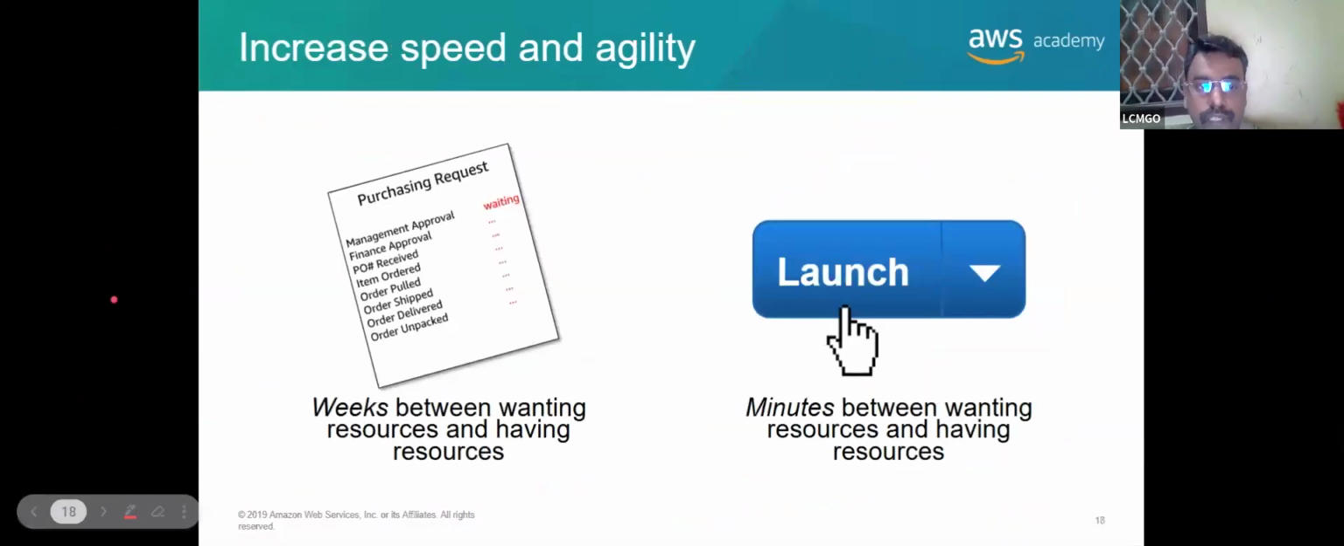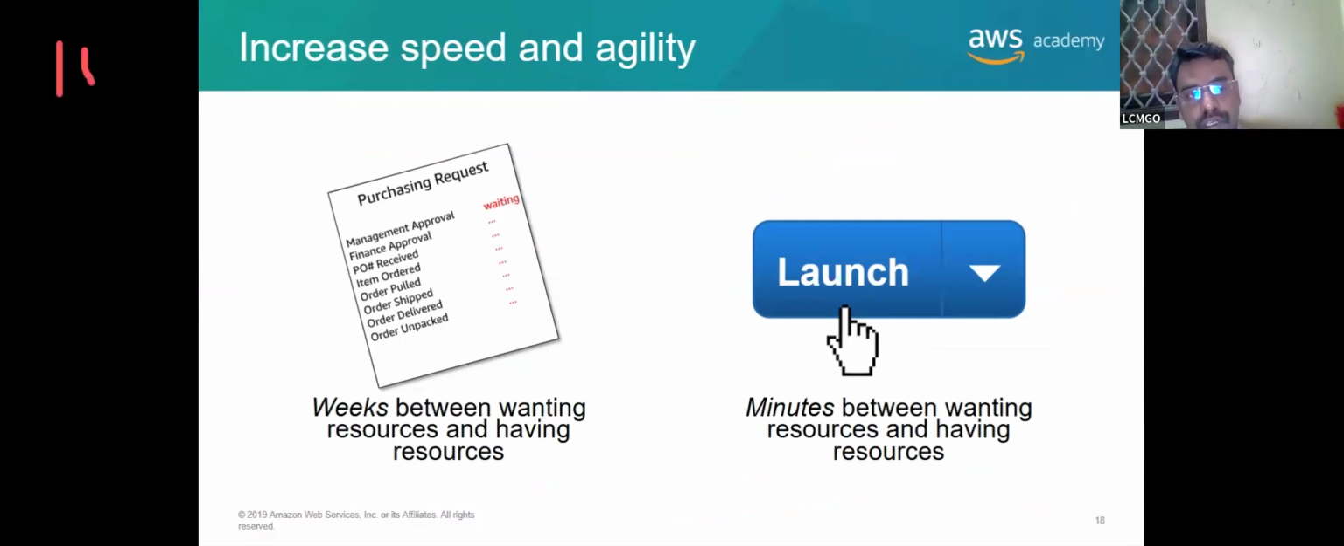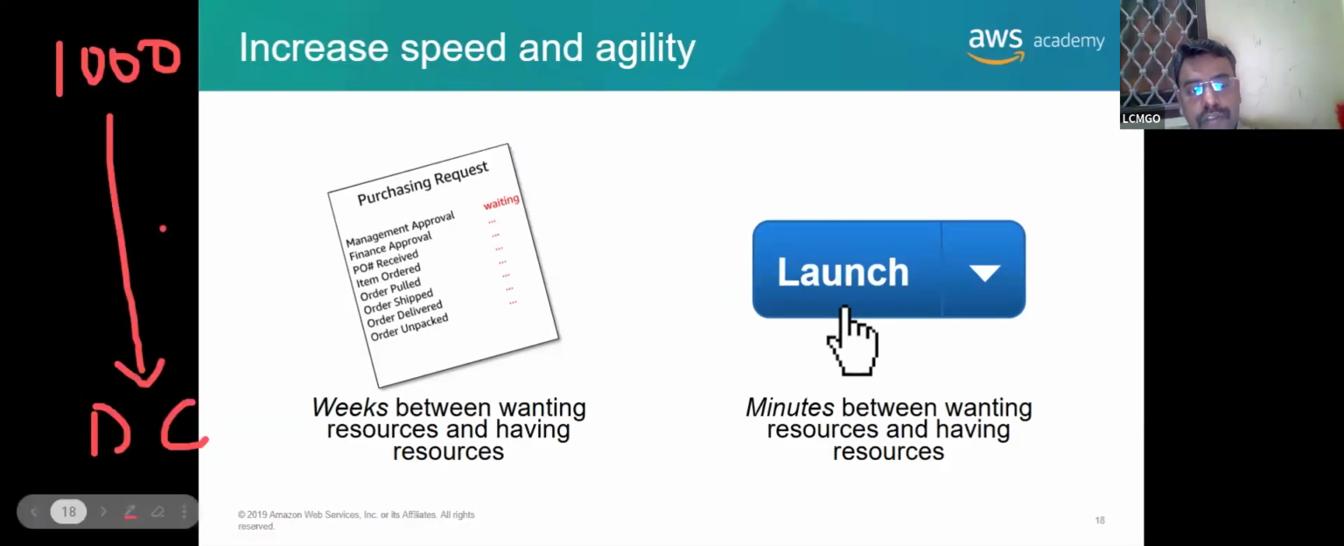Next, fourth one, increase speed and agility. What is meant by speed and agility? Agility means again fast. Now, what is the speed? For example, as I told you already, you want to procure 1,000 computers and install them in a data center. So how much time do you take? Yesterday we discussed, right? It will be around 1 month to 3 months.